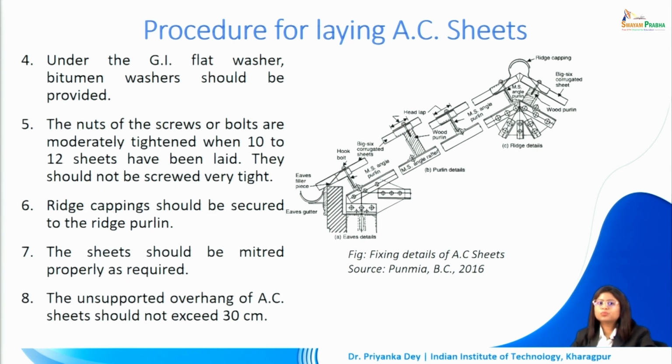Under the GI flat washer, bitumen washers should be provided. The nuts of the screw or bolt are moderately tightened when 10 to 12 sheets have been laid. They should not be screwed very tight. The ridge cappings should be secured to the ridge purlin. This is the ridge capping on top, which is the curved member surmounting this ridge portion. That should be secured to the ridge purlin, and the sheet should be mitred properly as required. The unsupported overhang of AC sheet should not exceed 30 centimeters.